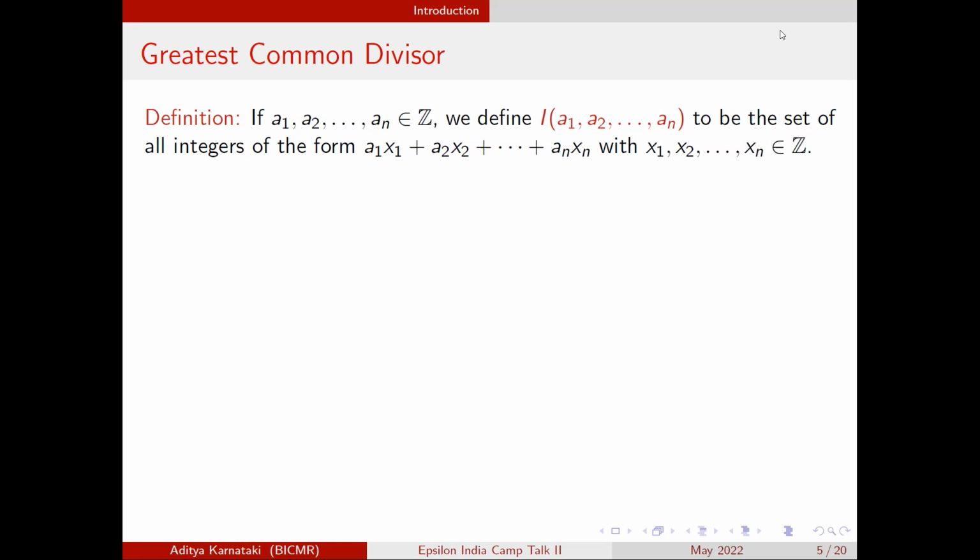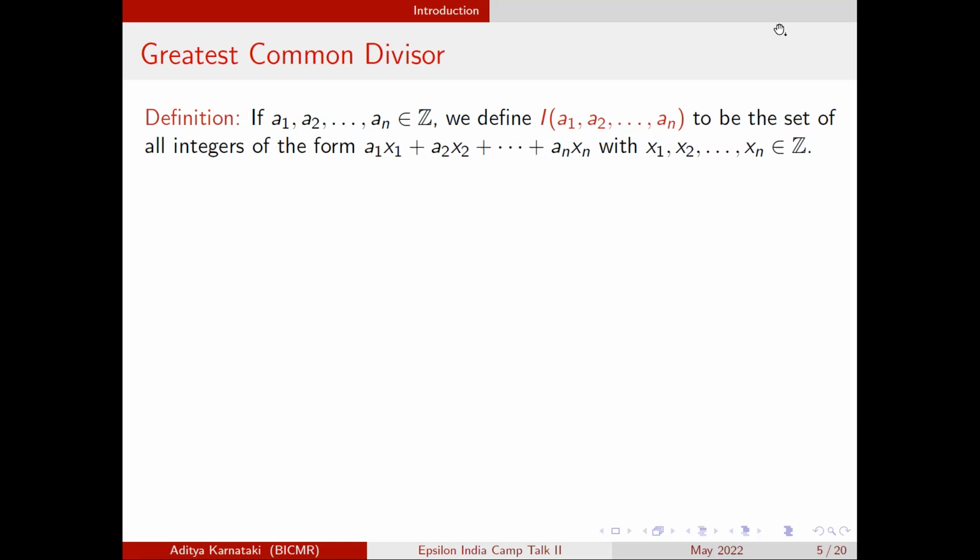Like with n equal to 2, a1 and a2 could be 2 and 3. Then this I of 2, 3 would be the set of all integers that can be written as 2x plus 3y, for example. Does that make sense to everybody? If you have 2, 3, and 4, then you will have 2x plus 3y plus 4z, for example.